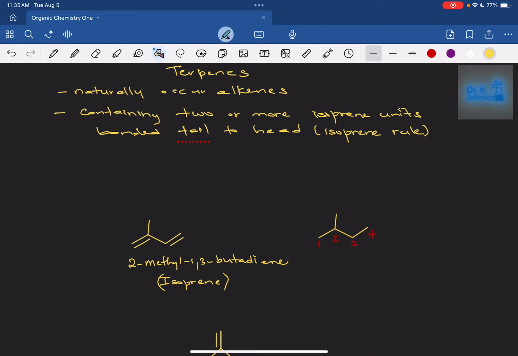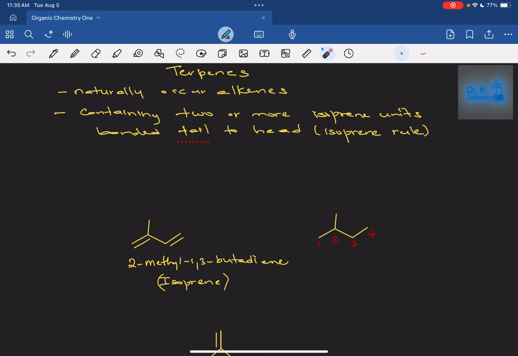Let's talk about terpenes, right? So your terpenes are naturally occurring alkenes, and they contain two or more isoprene units that are bonded tail to head or head to tail. Your isoprene units are never bonded head to head or tail to tail. If you have a head to head bond or a tail to tail bond, you do not have a terpene.